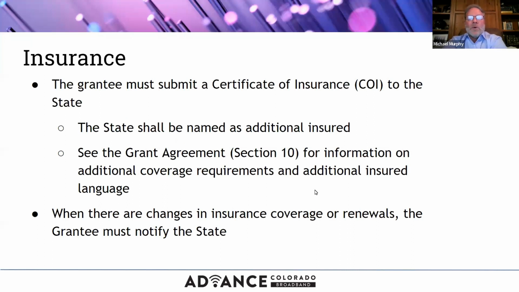So on the insurance, we just wanted to point out that there are a couple of items. There is a certificate of insurance that we need, and the state shall be named as additional insured on that certificate of insurance. For detailed information on the coverage requirements or additional language that we are expecting on the certificate of insurance, you can go to section 10 of the grant agreement. Just note also that if there are any changes in insurance coverage or renewals, please notify us. We have to be notified so that we keep track and keep it up to date in our systems as well.